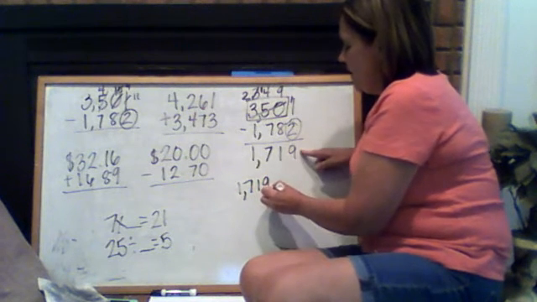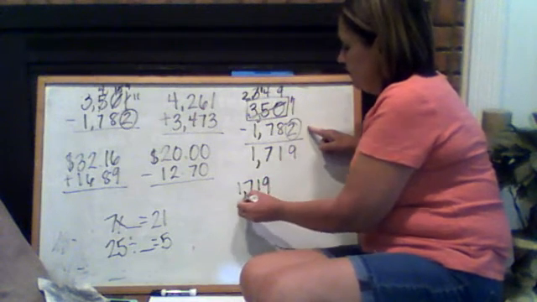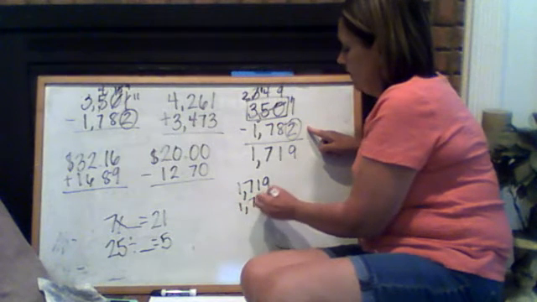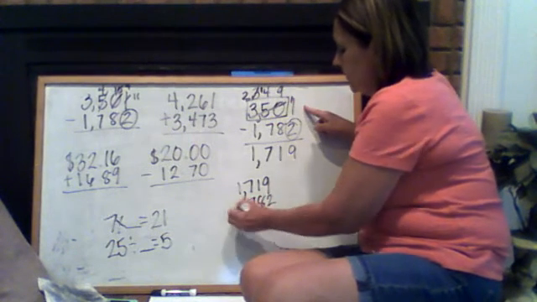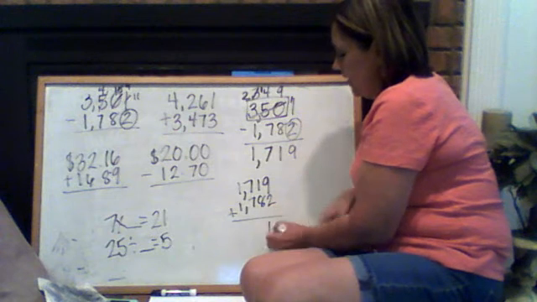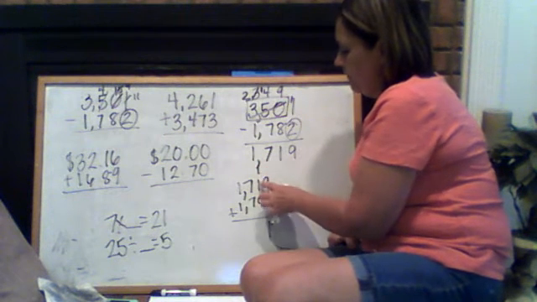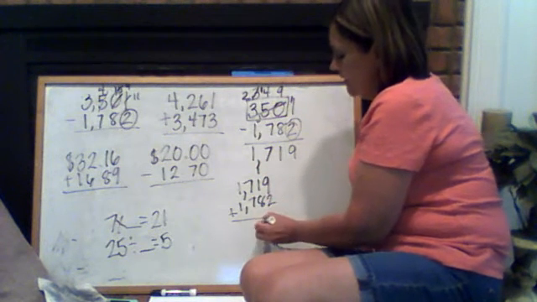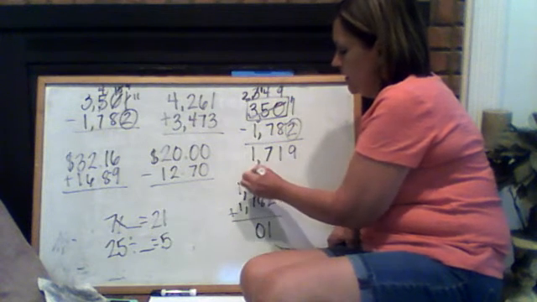So I'm going to add my difference. I'm going to add my subtrahend. And I should get my minuend when I check. 9 plus 2 is 11. Carry the 10. 1 plus 1 is 2. 2 plus 8 is 10. Put down the 0. Carry the 100.